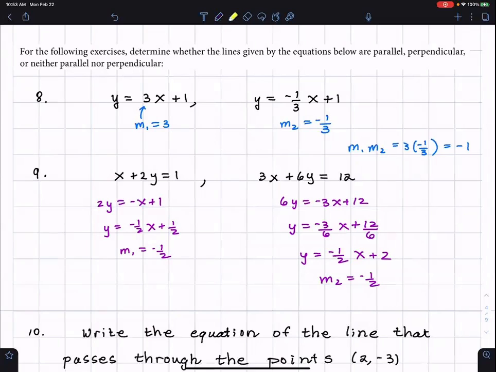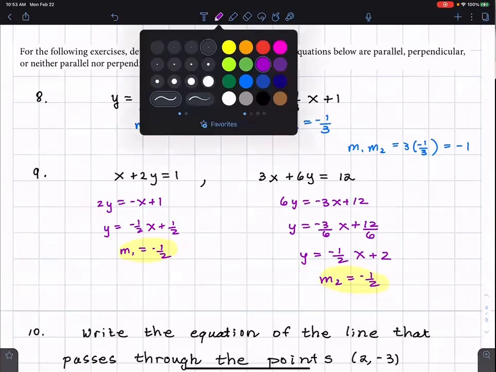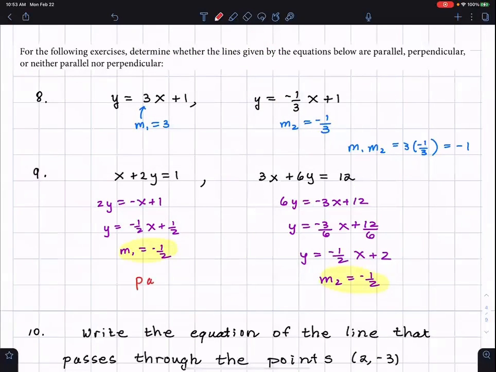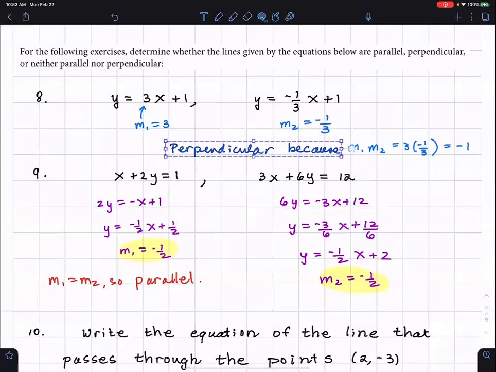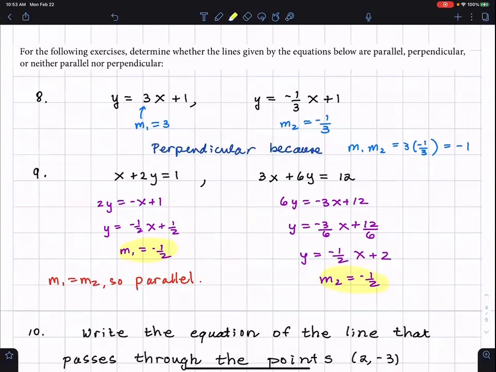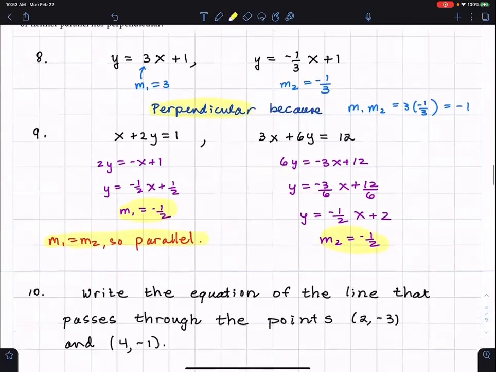Are they parallel? Parallel. Sorry, I didn't write the answer in the last one. M1 equals M2, so parallel. This one before is perpendicular, because M1 times M2 is equal to negative 1, or they're negative reciprocals. Okay, all righty, good.